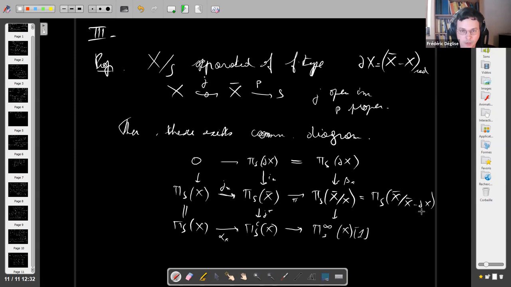Okay. So the proof is very easy. Maybe I will pass this. In some sense, it's just the octahedron which tells you this. And you just have to prove that alpha of X is the composition of j upper star, j lower star. And this is just again a play between adjunction and the six functor formalism.